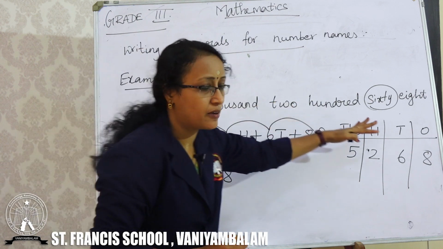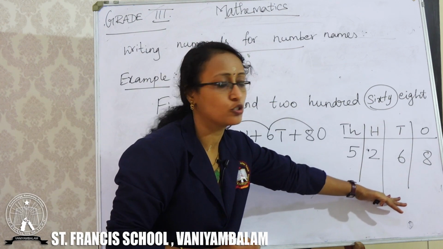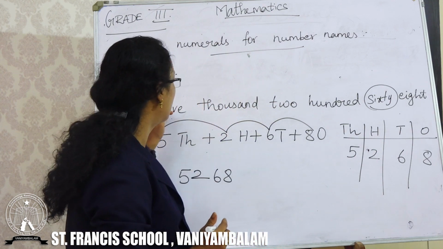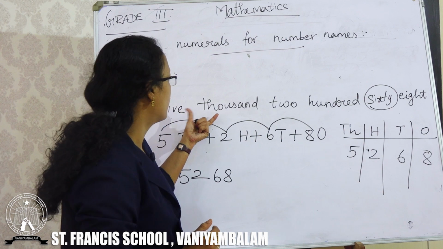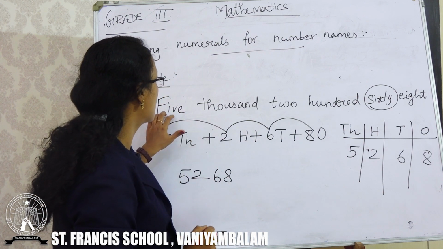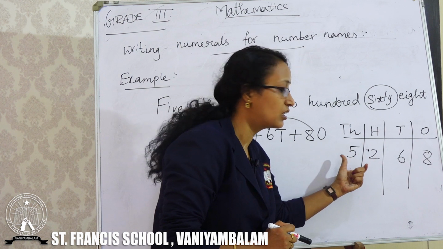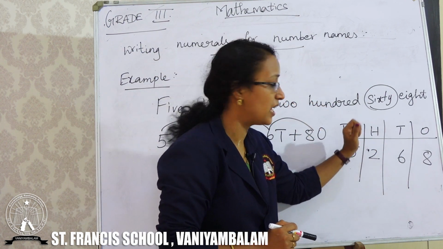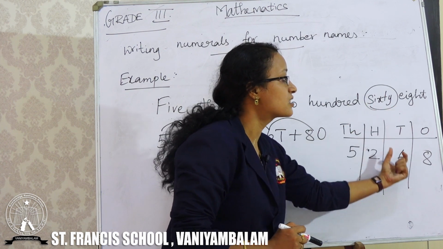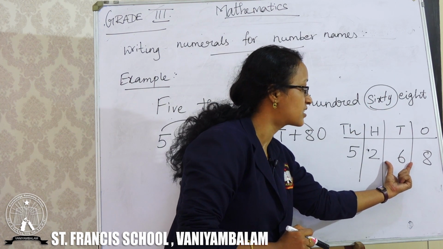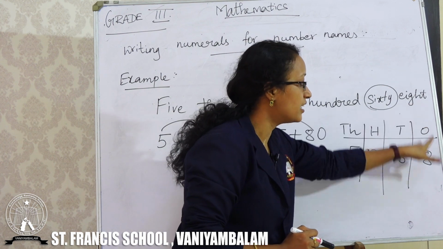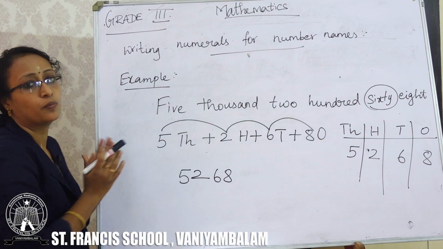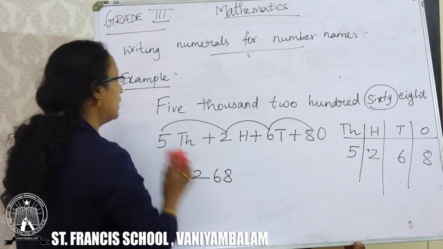If the number name is given, just write it in a place value chart. Ones, tens, hundreds and thousands. After that, you write what is the number first. It starts from 5000. So write 5 in thousands place. And 200, 2 you can write in hundreds place. 60, 60 means it is in tens place. So write 6 in tens place. And 8 is in ones place. Join all the numbers together and write the numerals. We'll give you one more example.